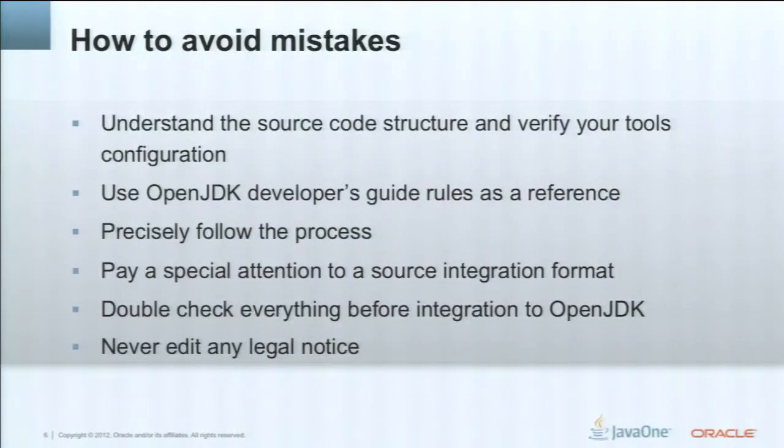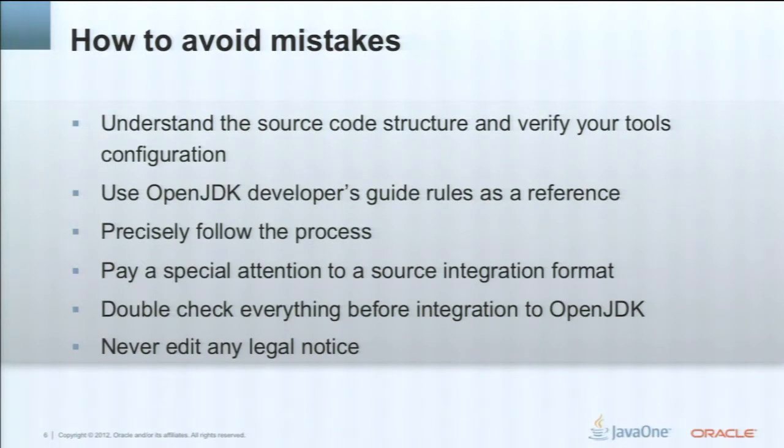How to avoid mistakes? General recommendations. Definitely you need to understand the source code structure of the OpenJDK. For example, if you are going to fix something in JDK and fix something in hotspot, which repository would you like to choose? You may implement your fix in the hotspot repository, or you may implement your fix in the JDK repository. However, your fix could also be related to both repositories, hotspot and JDK. So that's why it's better to know and understand completely the source tree you are working on.